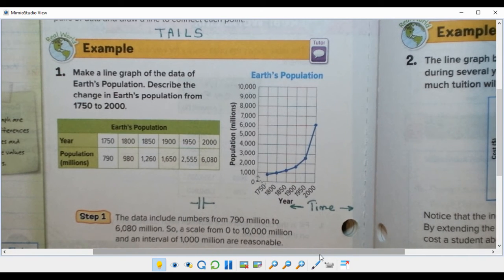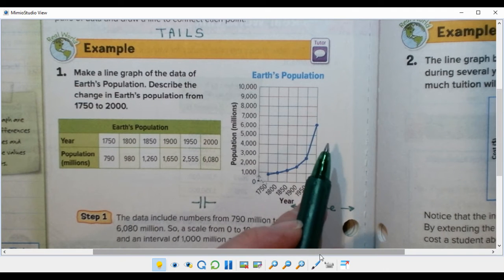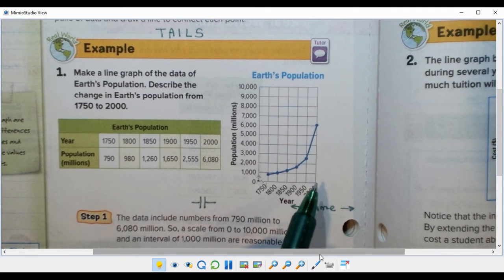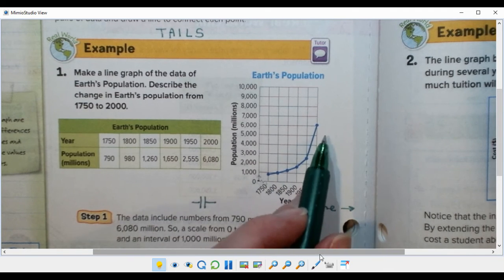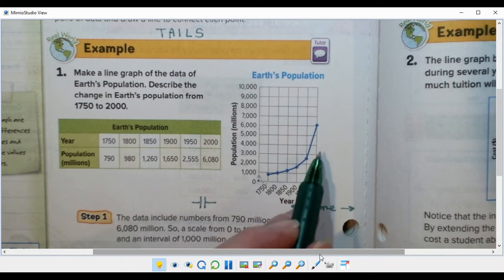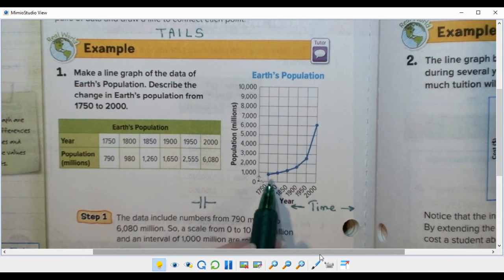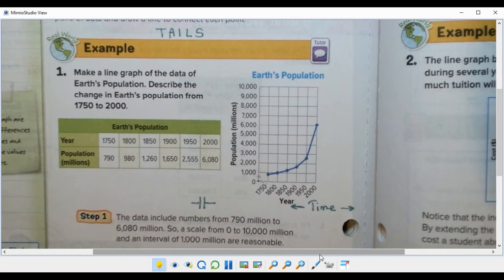Now, if you were asked to describe what this graph is, we talk about things called trends. You would say generally the population increased. There was never a time when it dipped. It never went backwards. It was increasing this entire time. You might use words like it increased dramatically, it increased sharply, steeply, quickly, towards the end, where in the beginning it was a very slow increase or minor increase.